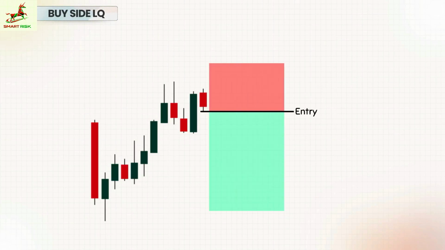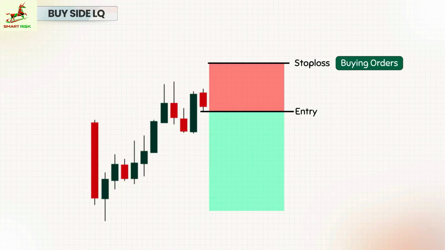Whenever sellers enter short trades in the market, their stop losses are placed above, on the upside. Now, these stop-loss orders are actually buying orders, because when a seller's stop-loss gets hit, the system automatically executes a buy order to close their short position. That's why the stop-losses sitting above swing highs, equal highs, and resistance levels all create buy-side liquidity.